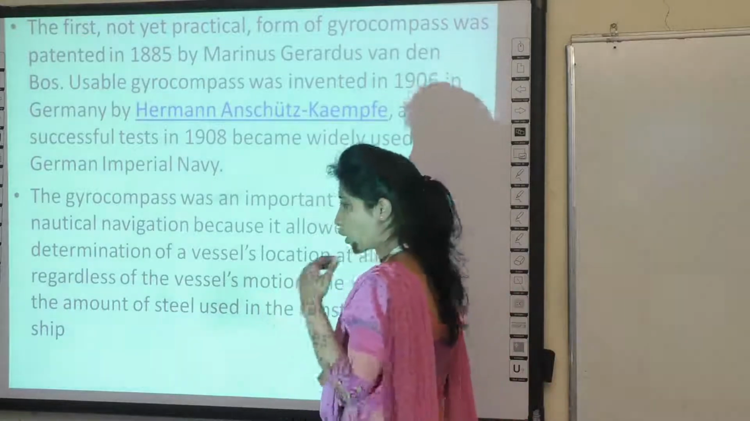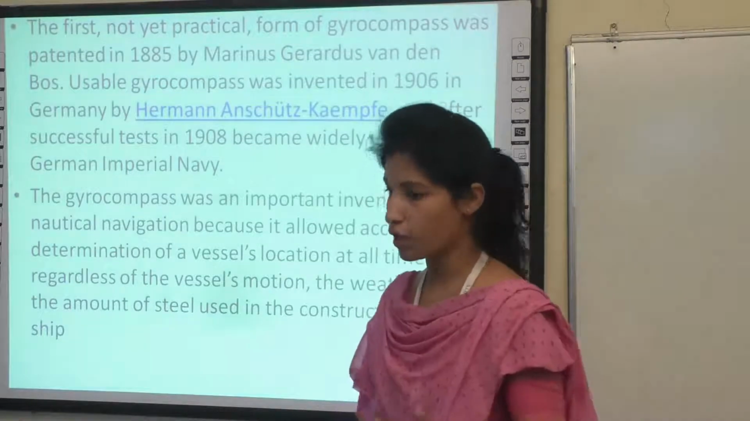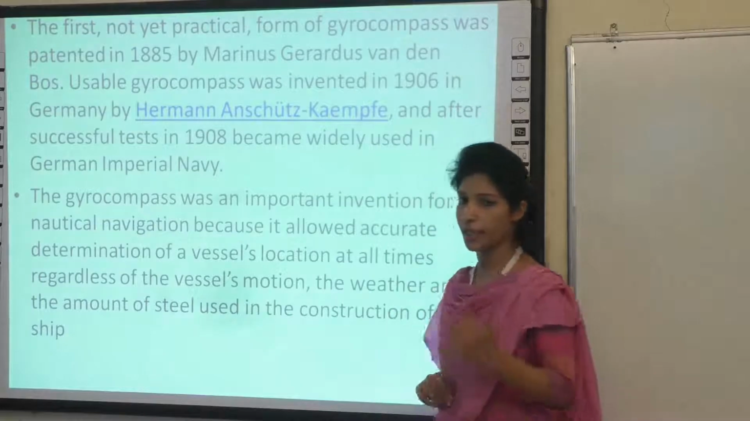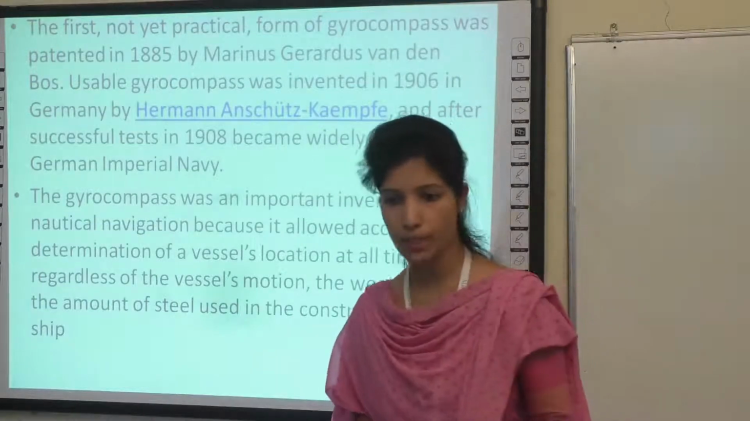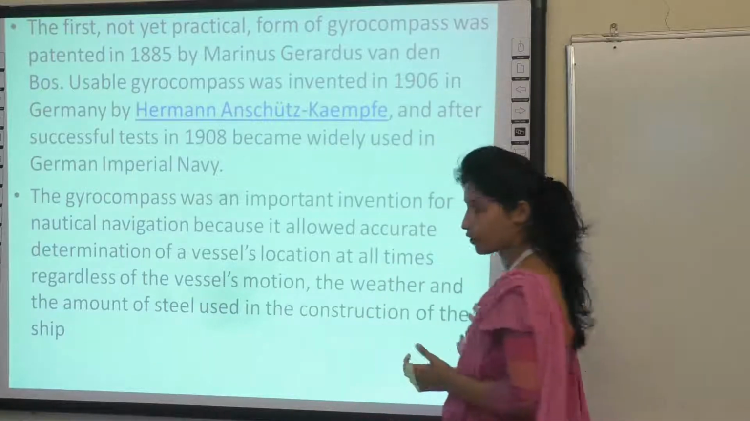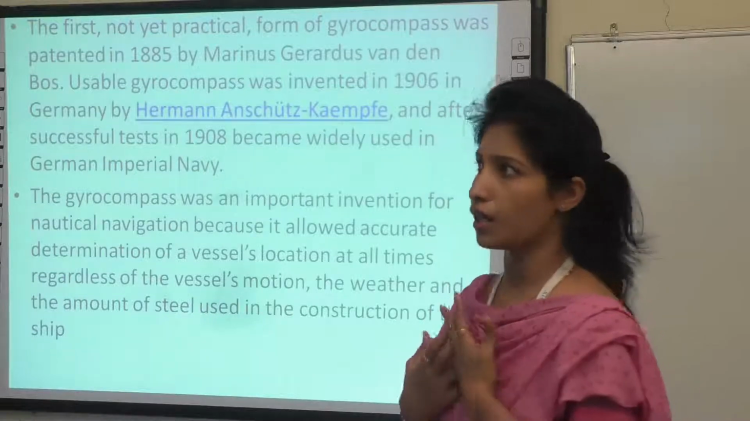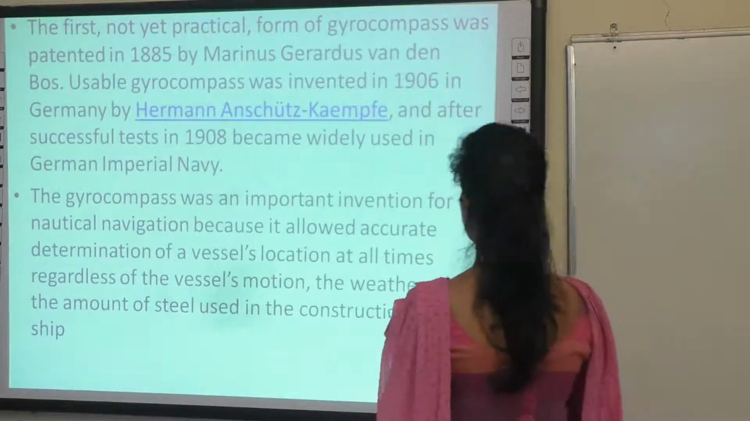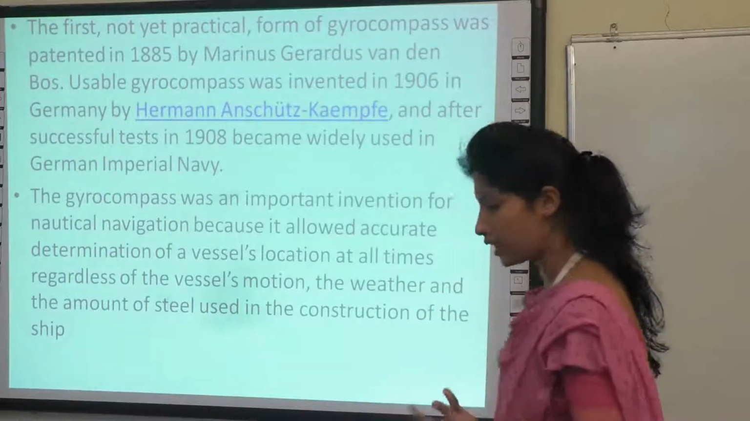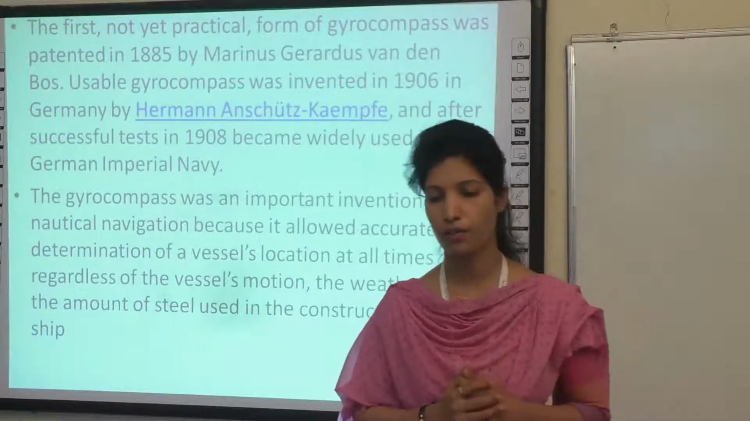In the nautical field, why is the gyrocompass used? Because it allows accurate determination of the vessel's location at all times, regardless of the vessel's motion, the weather, and the amount of steel used in the construction of the ship. So the main purpose of using the gyrocompass is to determine the vessel's location at all times and in any weather condition, and this is one of the most important uses of the gyrocompass we have studied.